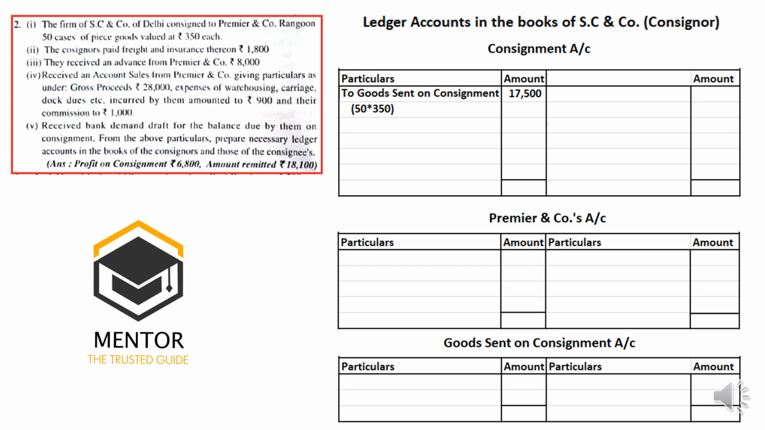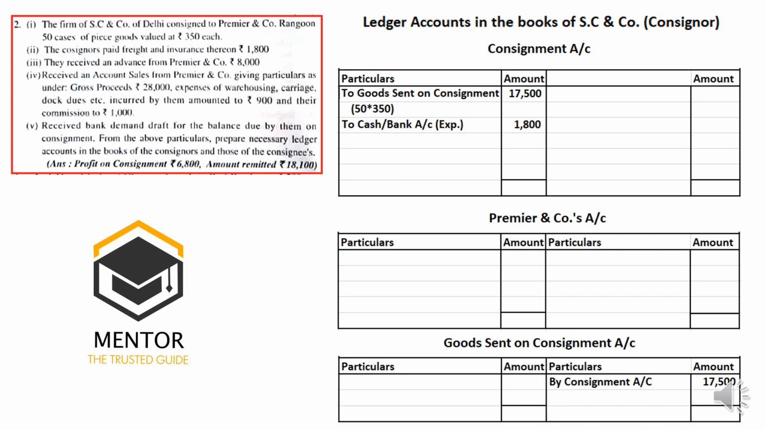In consignment we write goods sent on consignment. In goods sent on consignment, what do we write? By consignment account, that is 17,500. Next, the consignor paid expenses of the consignor. So we write in consignment account, to cash or bank, consignor expenses amounted to rupees 1,800.